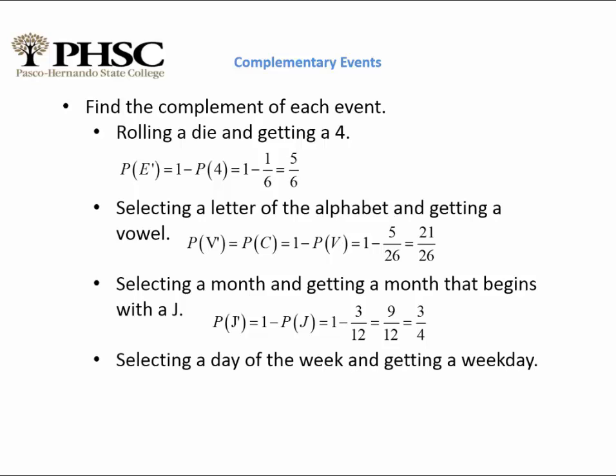Selecting a day of the week and getting a weekday. Again, how many weekdays are in the week? There are 5, so the probability of getting a weekday is 5 out of 7. So the probability of selecting a day that's not a weekday would be 2 out of 7.